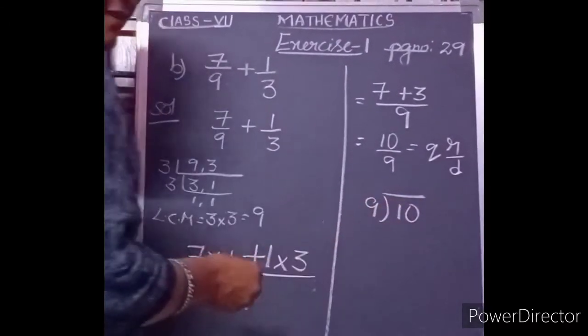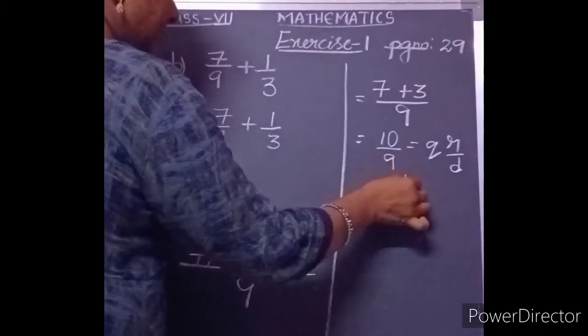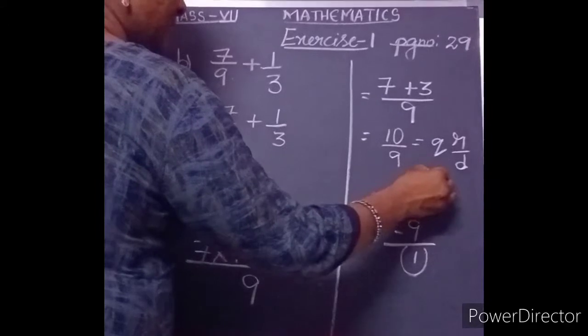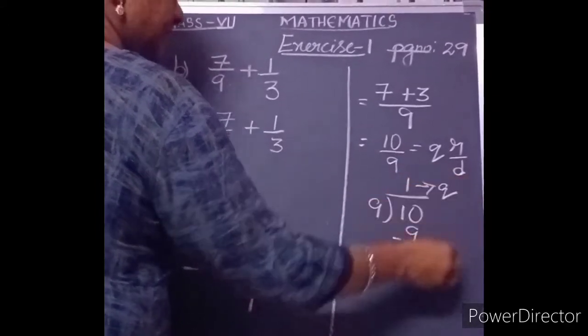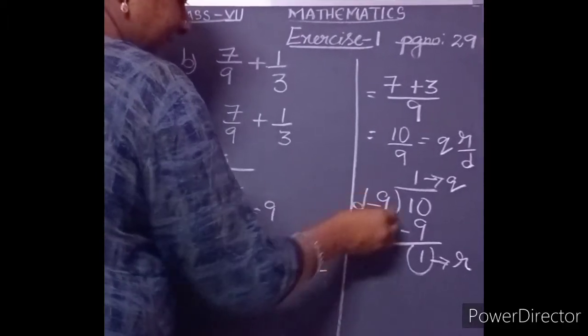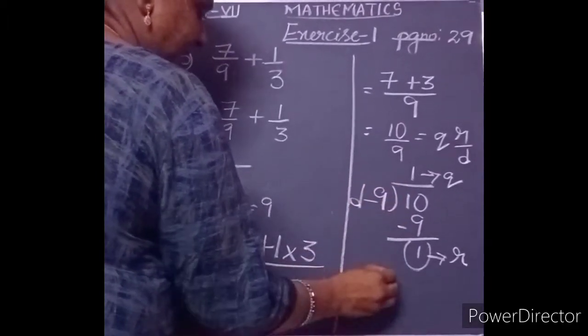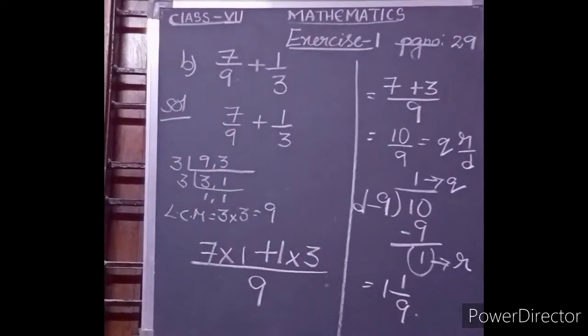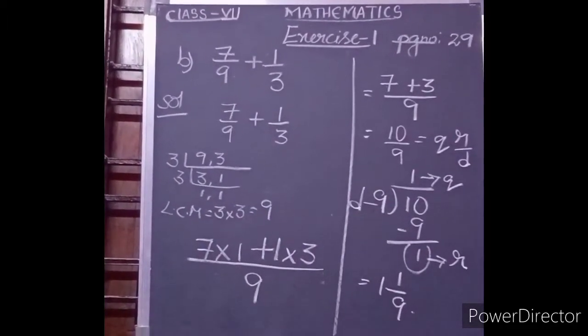LCM, division. So 9 ones 9. So what is the quotient? 1. What is the remainder? 1. What is the divisor? 9. So 1 by 9 is the answer. Understand children?